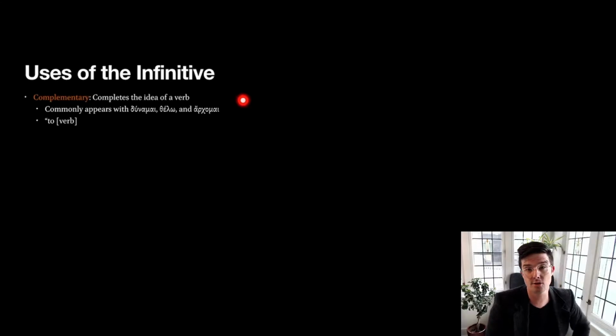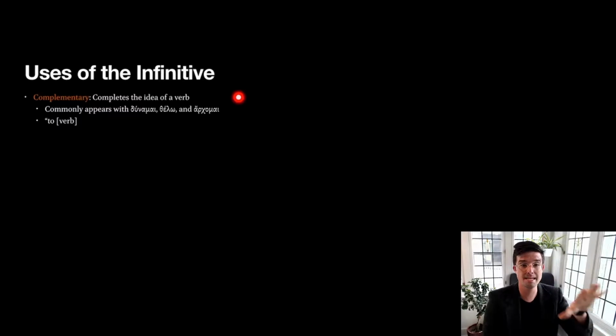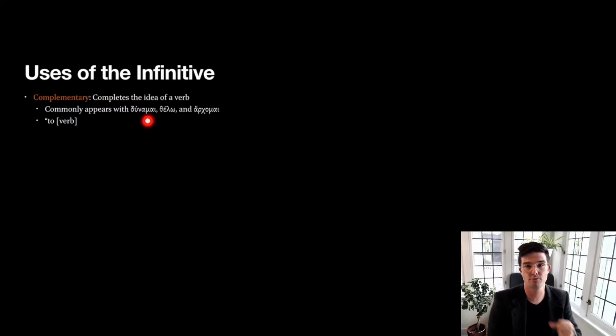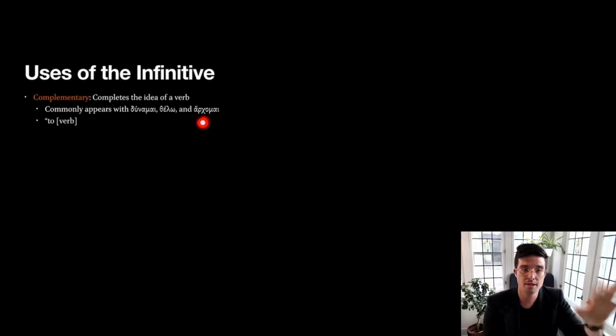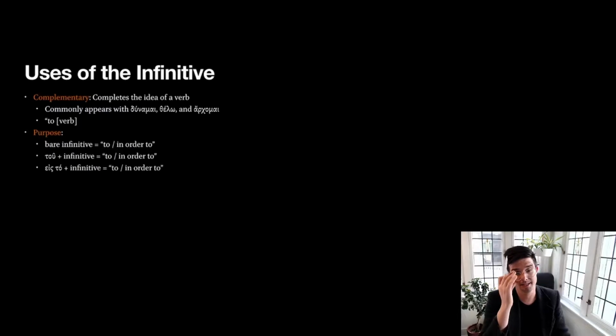The most common use of the infinitive is what's called the complementary infinitive, where the infinitive completes the idea of a verb. This happens especially with verbs that really beg to have something else complete them, like δύναμαι, I am able to do something. So you need the infinitive to finish the idea of this verb. Same with θέλω, I wish to do something, or ἄρχομαι, I begin to do something. So our translation is going to be "to" and then whatever verb the infinitive is in.